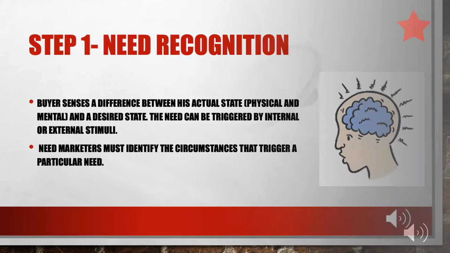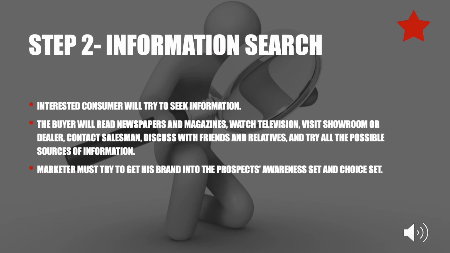Step 2 is information search. This is when the interested consumer will try to seek information. There are many ways they can find information, one being personal sources, which include family members, friends, colleagues, relatives, and so on. And then there are other types of sources such as showrooms, dealers, salesmen, and you can even find information online. The marketer must try to get his brand into the prospect's awareness so they can make a sale and earn a profit.